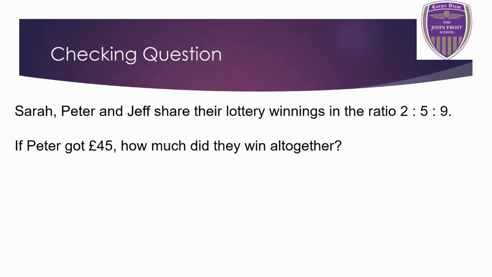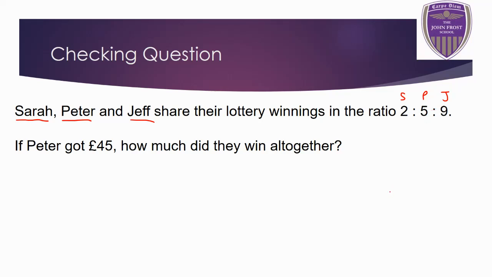there are 3 parts to this ratio, 2 to 5 to 9. Reading the information, it tells me Sarah, Peter and Jeff share their lottery winnings in this ratio. So let's look at the order of the people. Sarah first, Peter second, Jeff third. So Sarah, Peter and Jeff. Okay, there's my starting point.